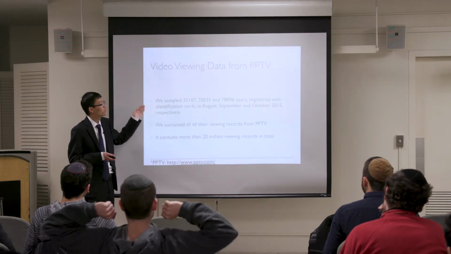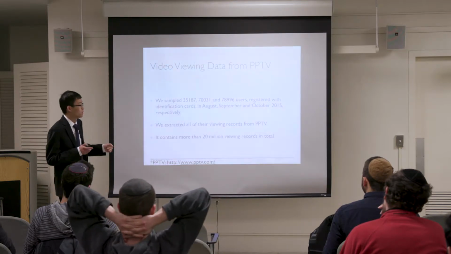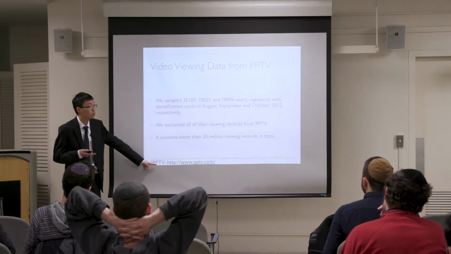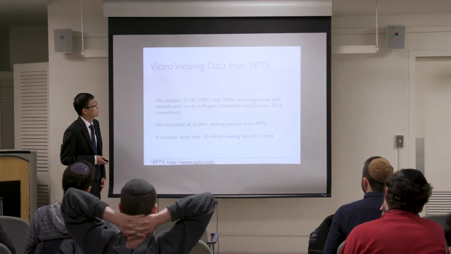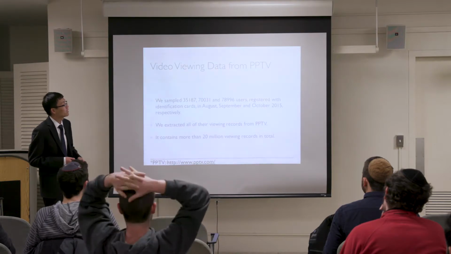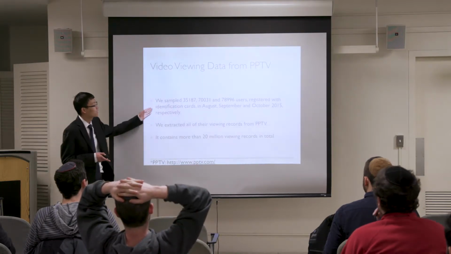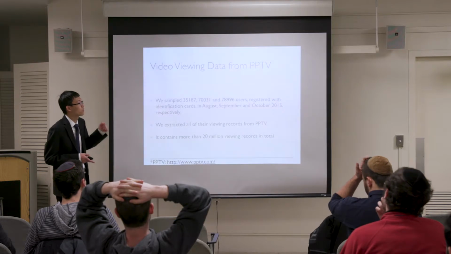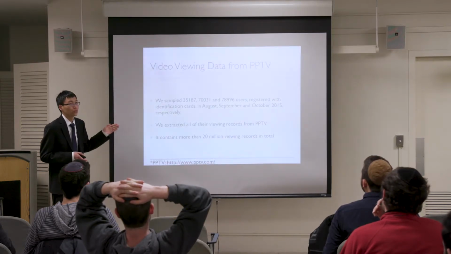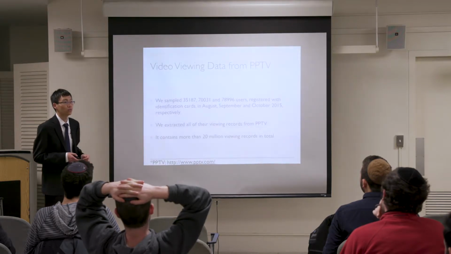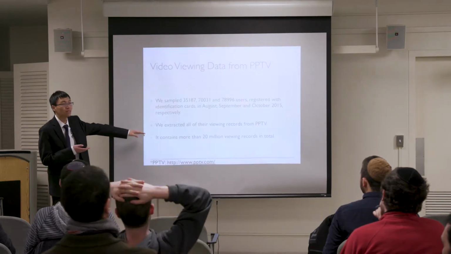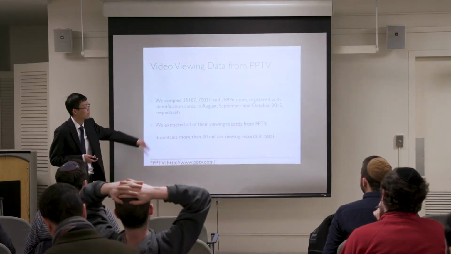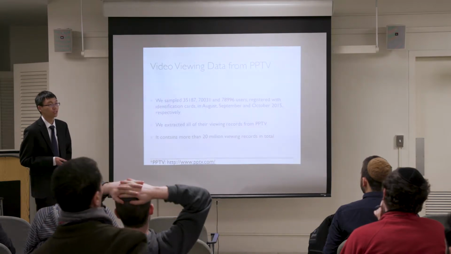project, we sampled a lot of data from PPTV. PPTV is a Chinese online video platform, like YouTube here. We sampled 35,000, 70,000, and 78,000 users registered with ID cards in August, September, and October. The users registered with ID cards are guaranteed to have provided the correct information in registration. So we extracted all of their viewing records from the PPTV database. It contains more than 20 million viewing records in total.